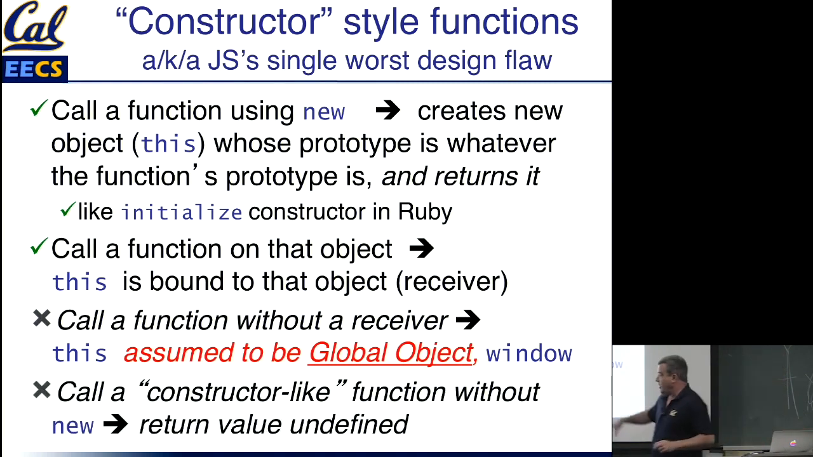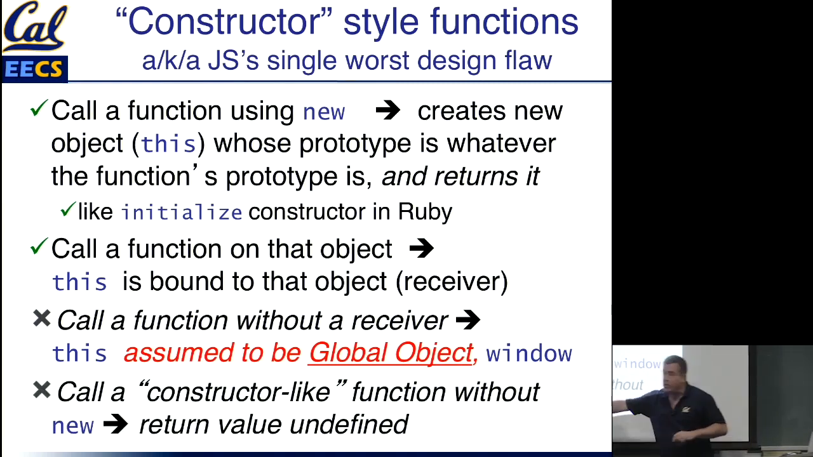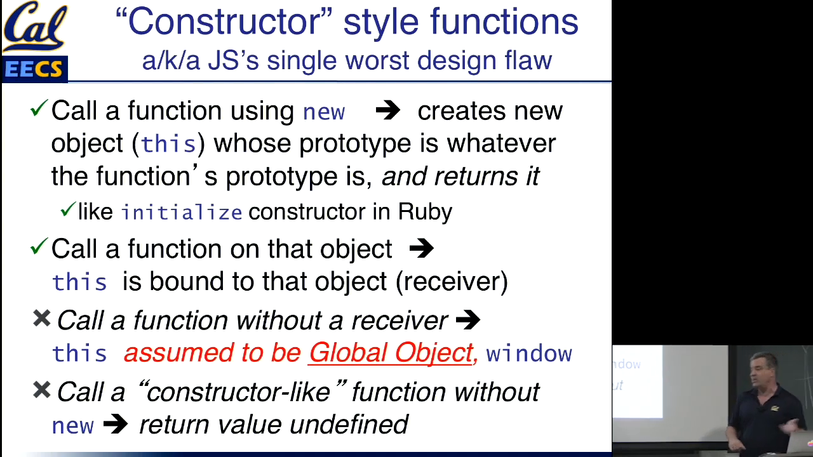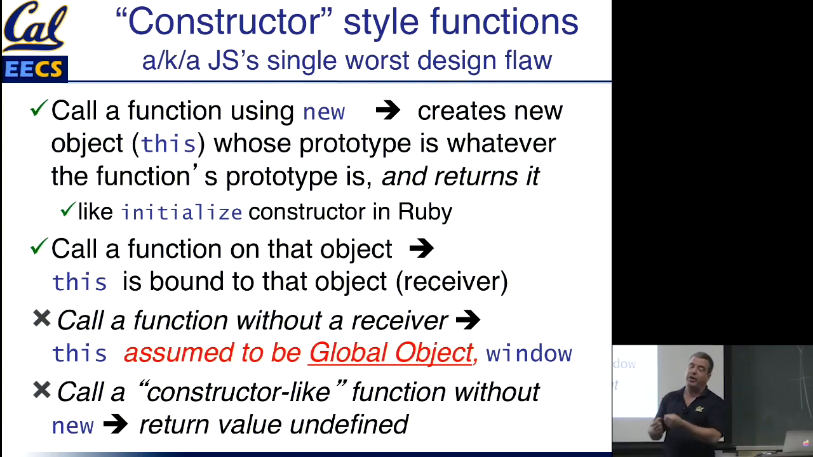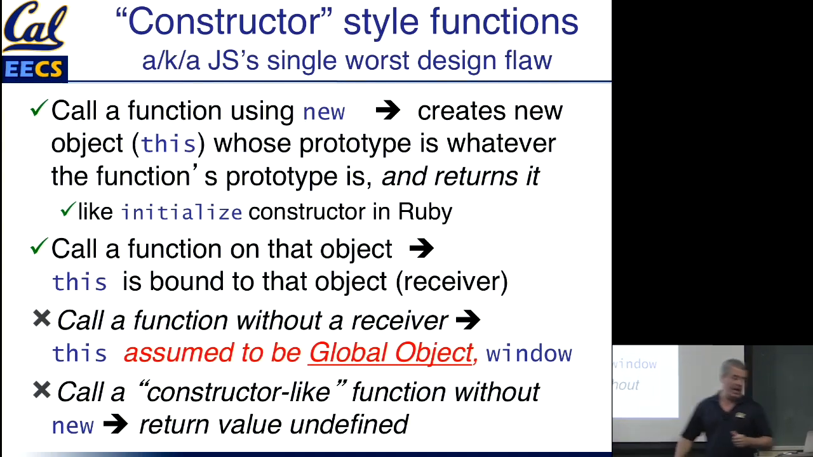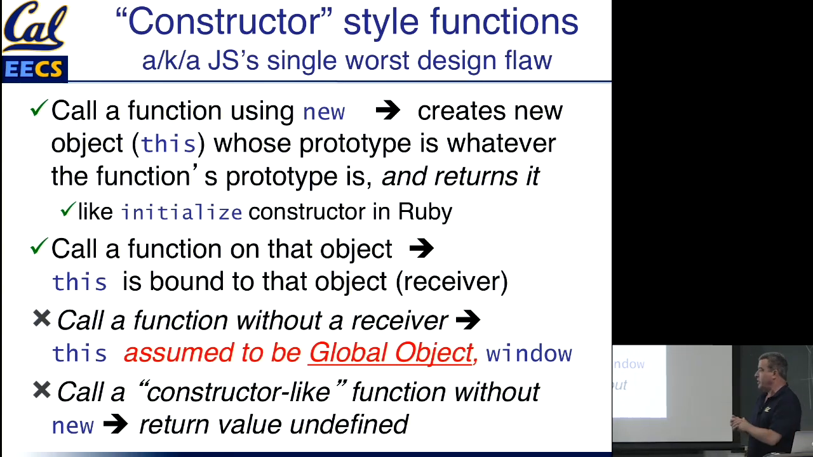And finally, if you have a constructor-like function, but you forget to put in the word new, unfortunately, it is not an error to do that. It is legal, but it does a thing that you probably didn't intend, which is that you do not get a brand new object. Instead, you get undefined. And then good luck debugging that, because that's the equivalent of getting an error message that you're trying to call some method on nil, and it's not defined.